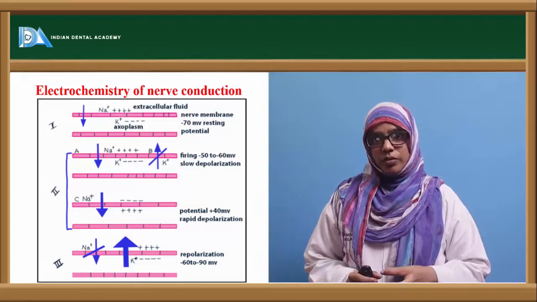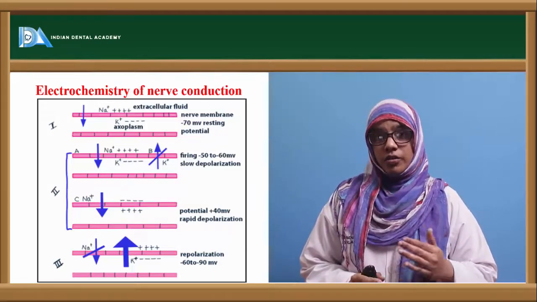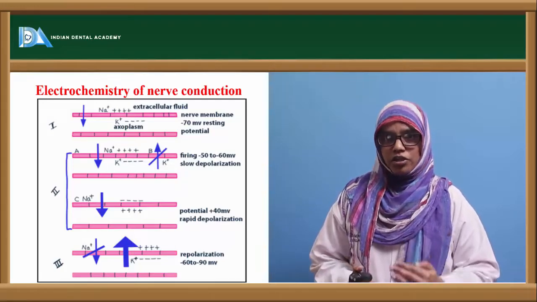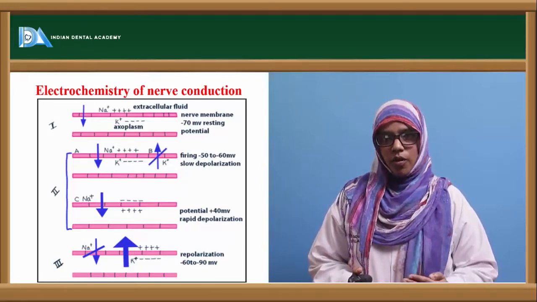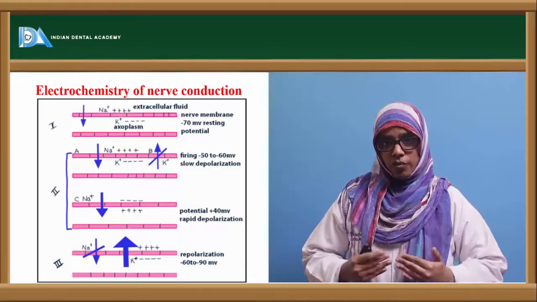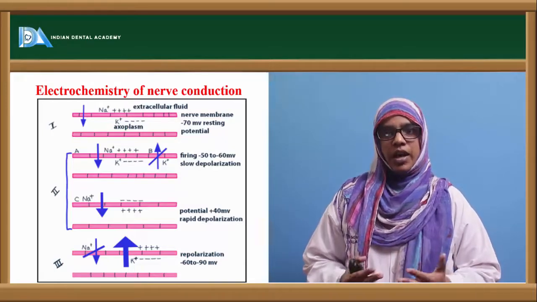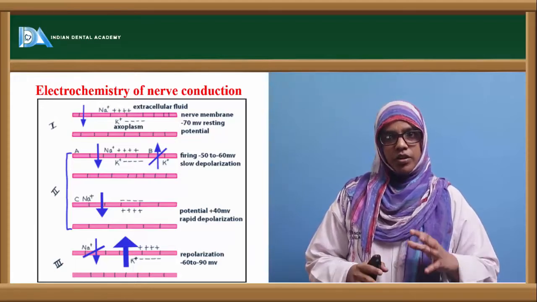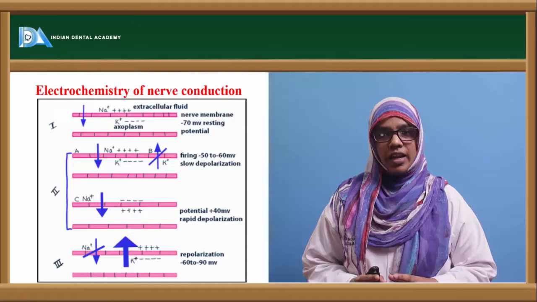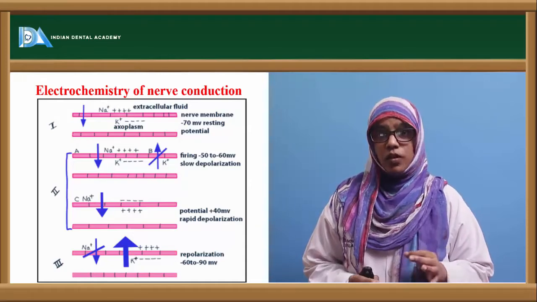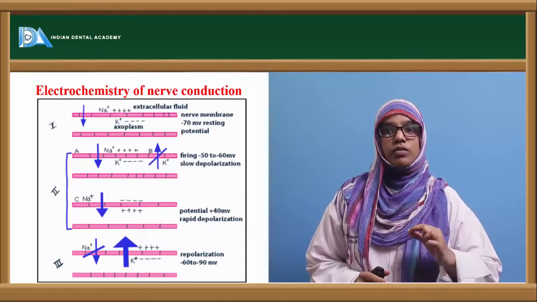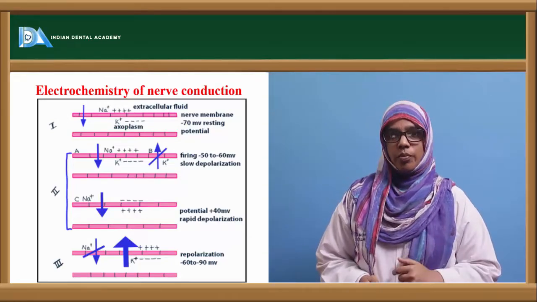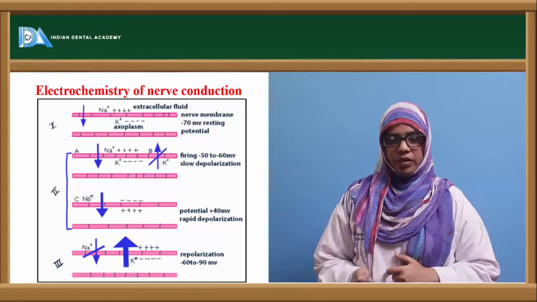This rapid depolarization is later on converted to repolarization. In repolarization, the sodium channels are blocked and the potassium moves from inside to outside, and again a resting membrane potential is established. The entire mechanism takes around 1 millisecond, out of which depolarization takes around 0.3 milliseconds and repolarization 0.7 milliseconds.